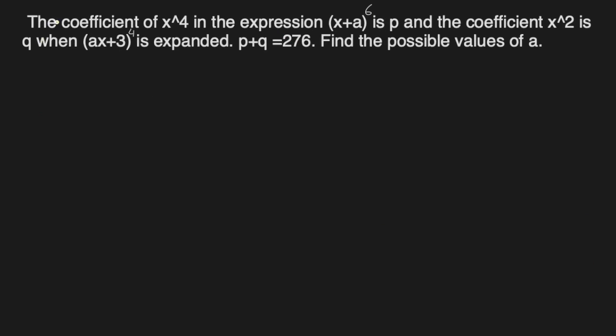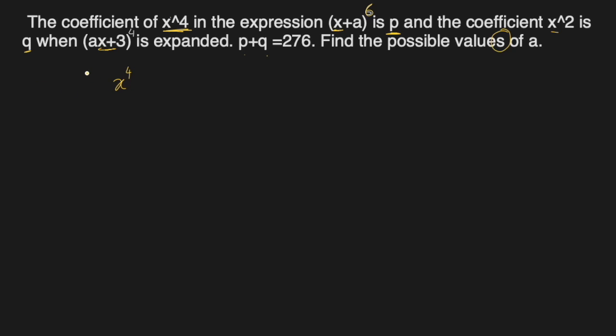Question number 2. The coefficient of x to the power 4 in this expression is p, and the coefficient of x squared in this one is q. p plus q is 276. Find the possible values, that means there is more than one value, of a. So let's focus on the first one, x to the power 4. When in the power 6 we want power 4, that means x should be given power 4.